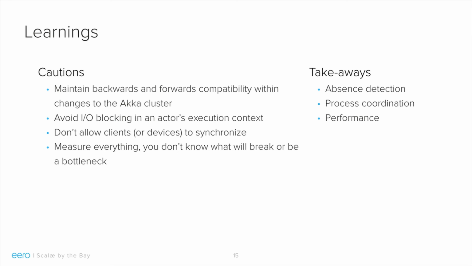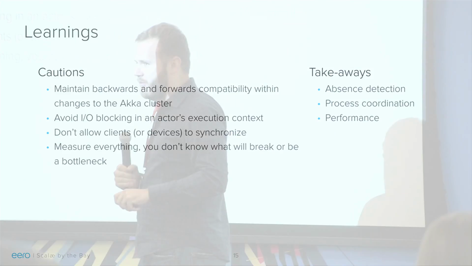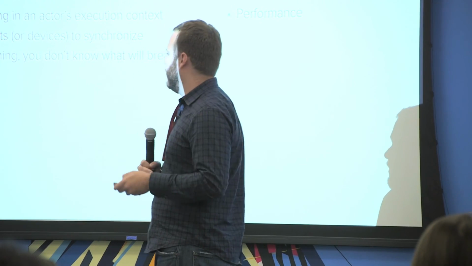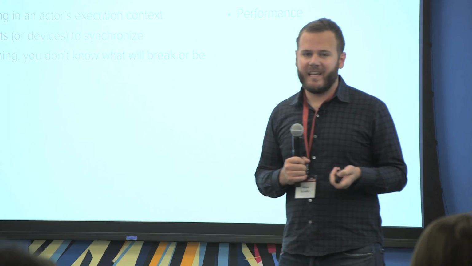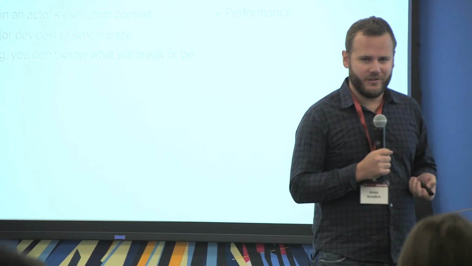And so for us, because we don't want downtime, we're deploying by taking down an actor, or an Akka cluster node, one at a time. It'll be running two different versions. You need this backwards and forwards compatibility. If you have to, you can take them all down, bring them back up, and break that. You want to avoid blocking I/O in an actor's execution context.